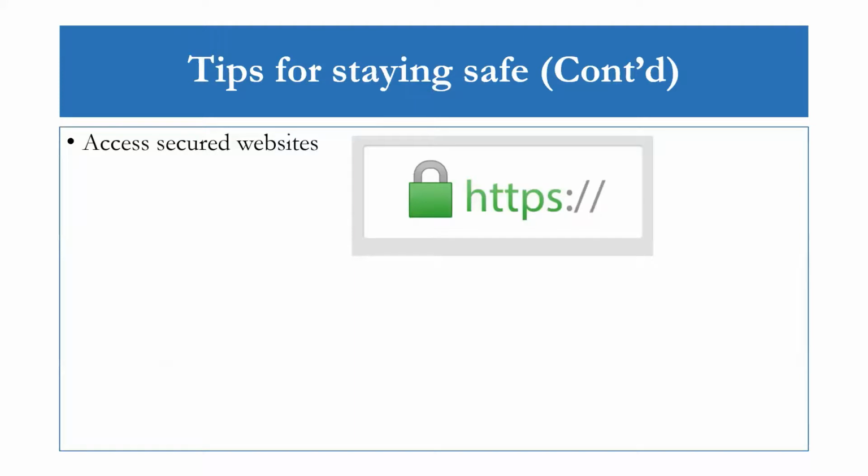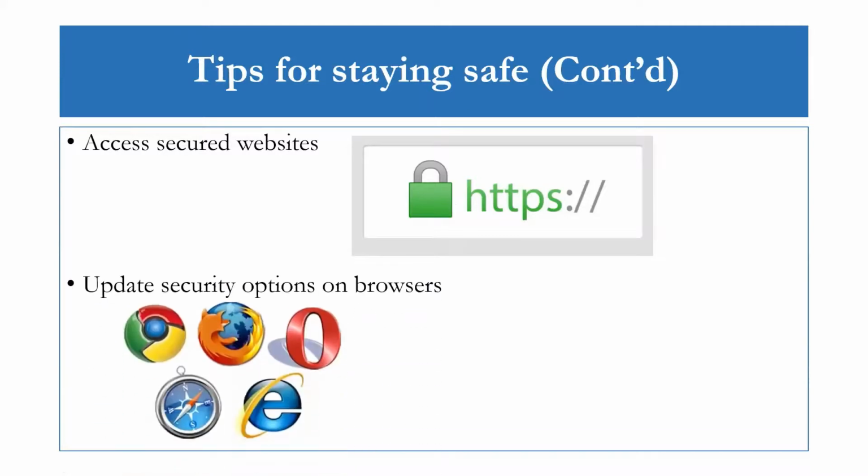Access secured websites. Now, secured websites are mostly the ones that come with the S. So you have the website starting with HTTPS, then you know it's secure. And mostly you have a padlock in front of it. So you need to try as much as possible to access websites that are secured.